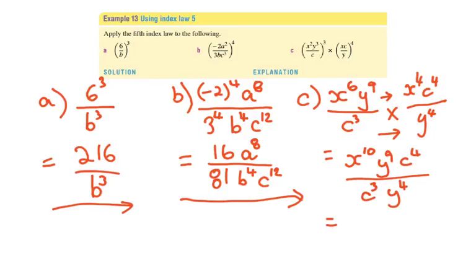Now I can apply index law number 2, which is doing some cancellation. So I end up with x to the power of 10, y to the power of 5, and c. Those were all left at the top of my fraction, so I don't need to write it in a fraction anymore, and that becomes my final answer.